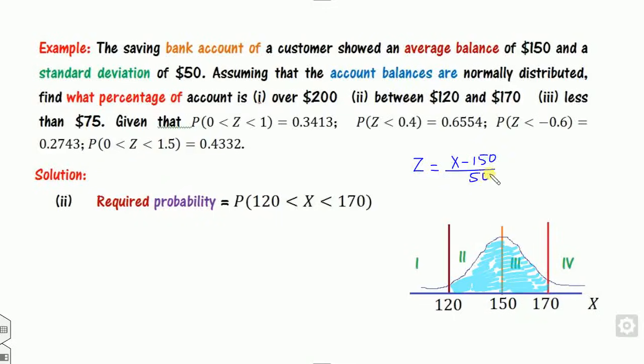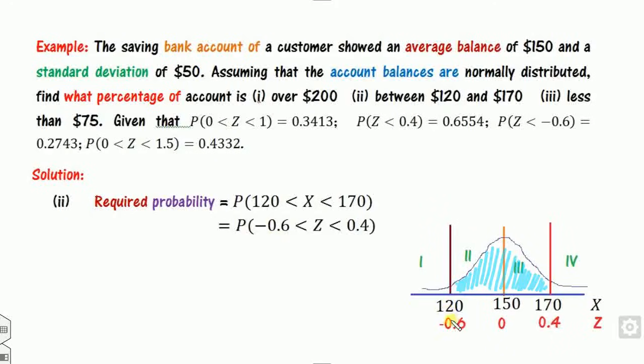z is (x minus mean) divided by the standard deviation. Here 120 minus 150 is minus 30, divided by 50, and this is minus 0.6. So you can write 120 as minus 0.6 here. Now you need to calculate the second and third areas. Firstly, minus 0.6. Is it given? Yes.